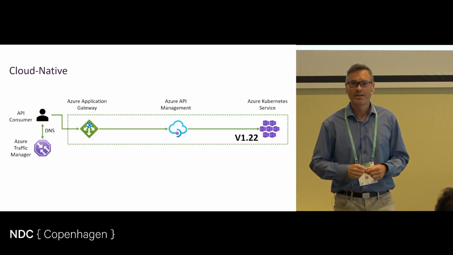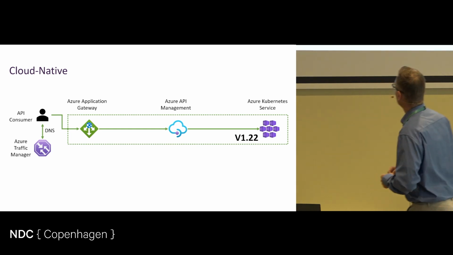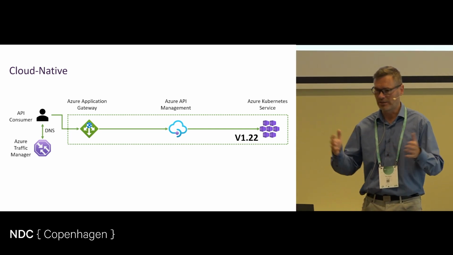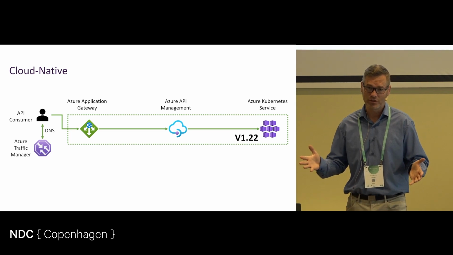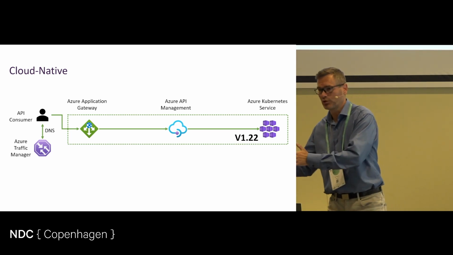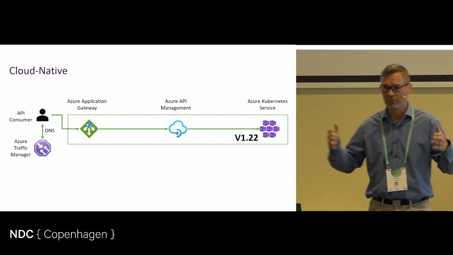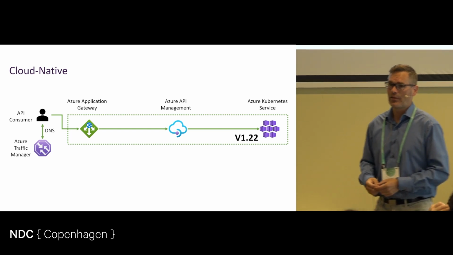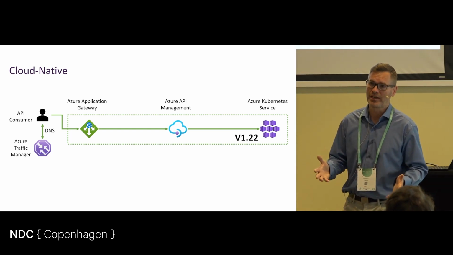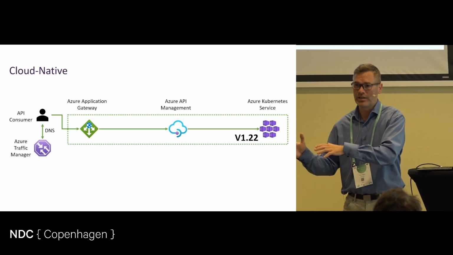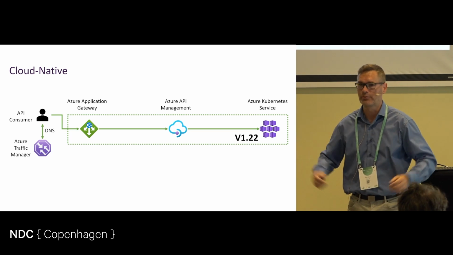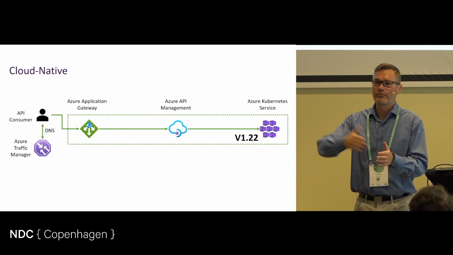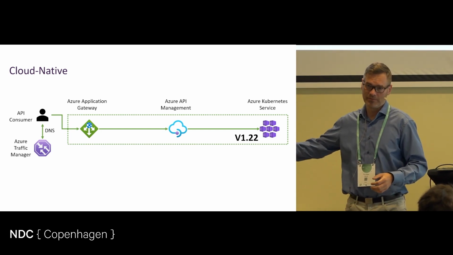So today, it looks pretty much like this. You have the API consumer who asks for an IP address through Traffic Manager, and then it goes through Application Gateway, where you have the WAF, the Web Application Firewall, enabled. You have a DDoS plan attached to it, and then from there it goes to Azure API Management. So all of our APIs, we have about 100 or more applications, all those APIs are in Azure API Management. And from there, the traffic goes to AKS, where all the services are.